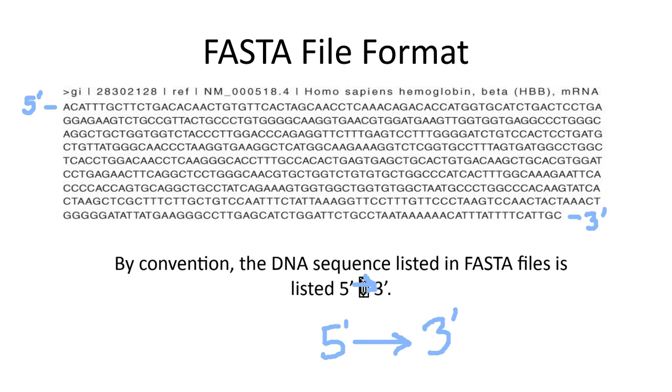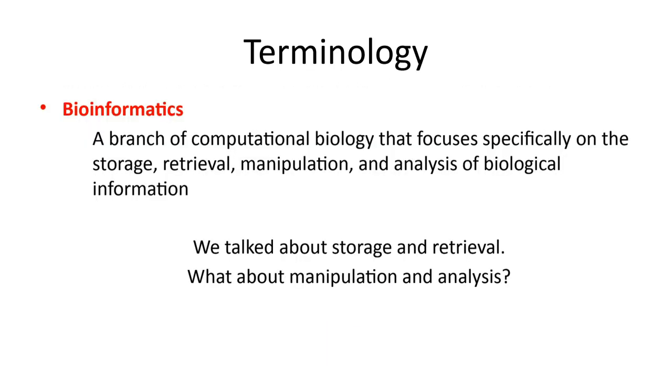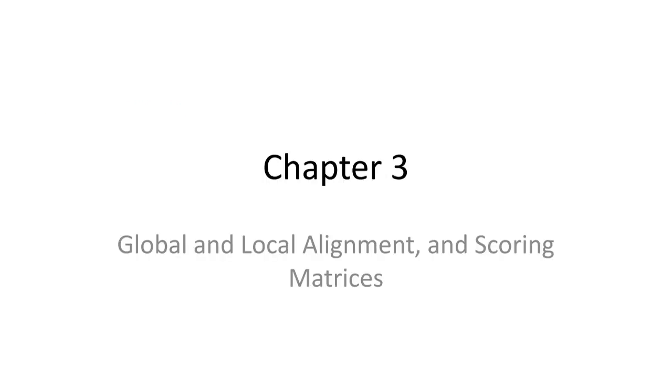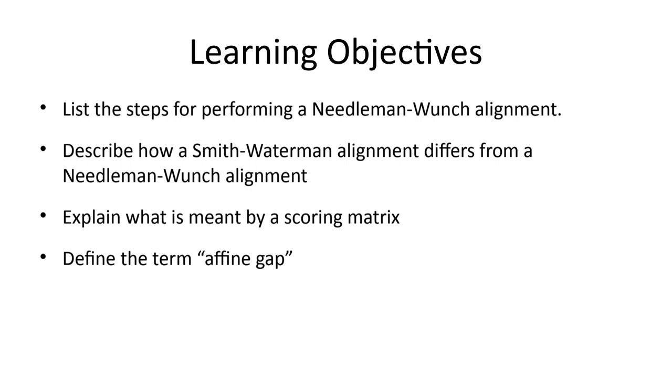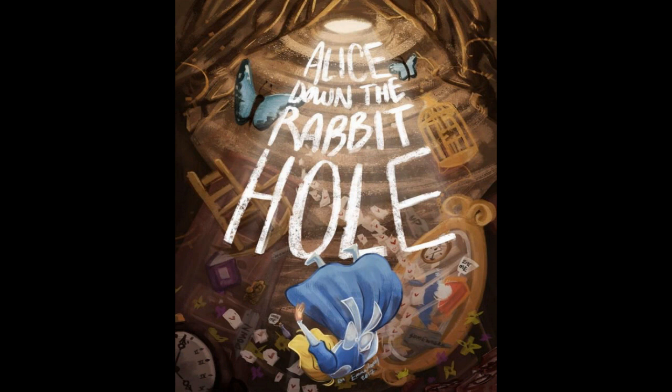That's enough about storage and retrieval and file formats and things like that. Let's get into the weird stuff. Let's now start talking about manipulating information and analyzing information. Let's do this. Chapter 3. Learning objectives. All right. Needleman-Wunsch. Here we go. This is where it's going to get weird because we need to start talking about algorithms.